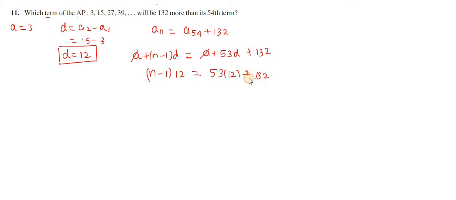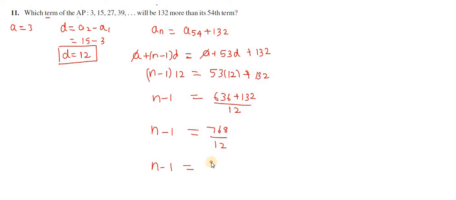Now simplify this. If we simplify this, n minus 1 is equal to 636, that is 53 into 12 is 636, plus 132, divided by 12. So now simplify, n minus 1 is equal to 636 plus 132. What are you going to get? 768. 768 divided by 12. If we do 768 divided by 12, what are you going to get? So n minus 1 is equal to 64.